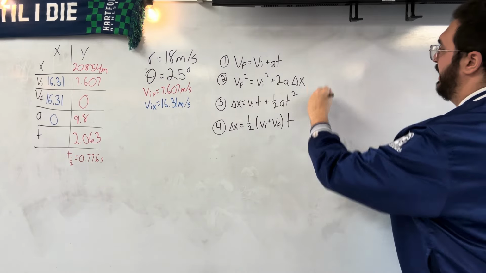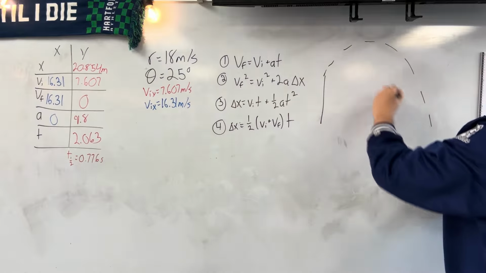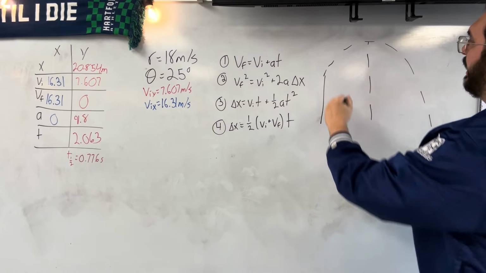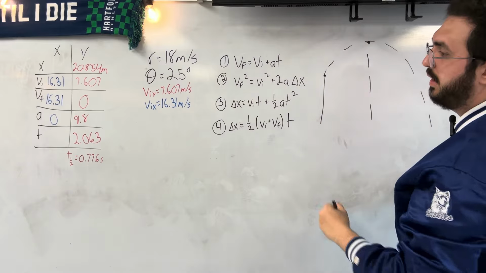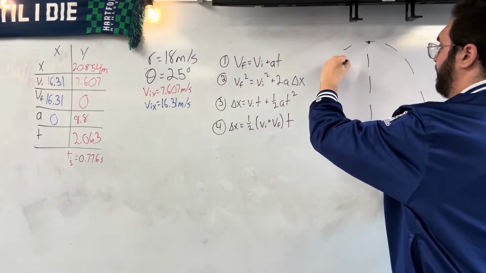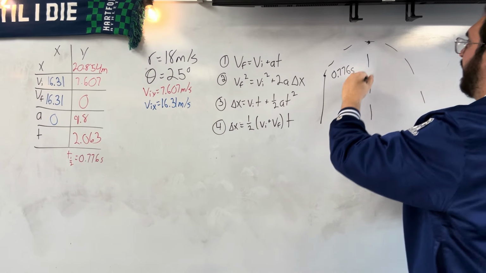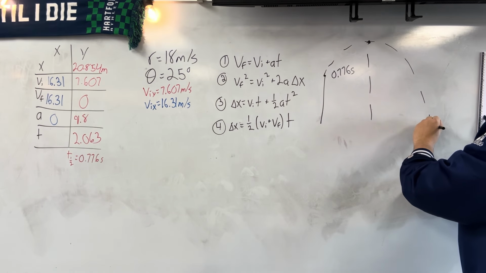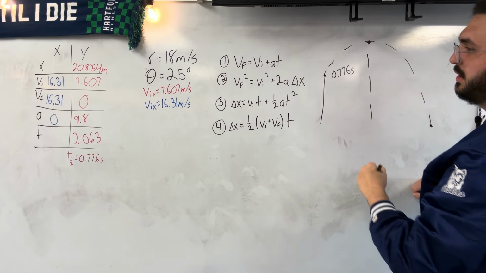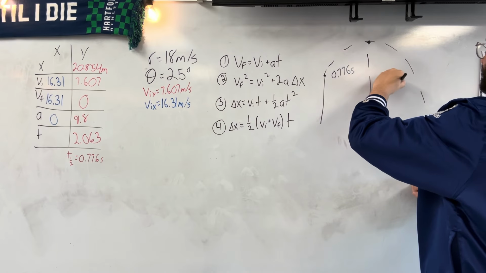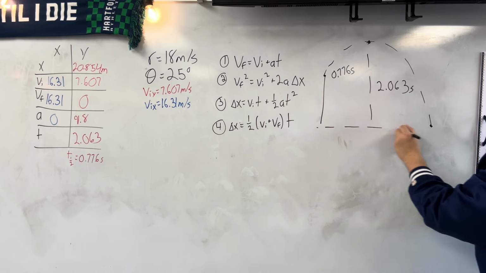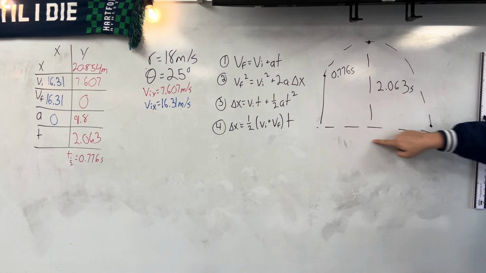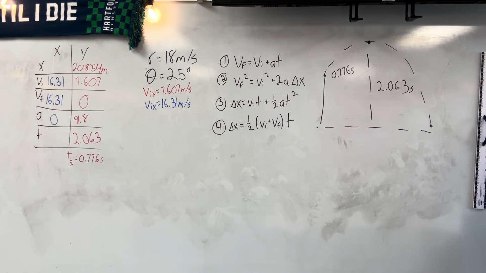So, elevated platform. I know time to go from here to here was 0.776 seconds. I know time to go from up here all the way to down here took 2.063 seconds. How do I figure out how long this whole thing took? Live studio audience, what do you think?